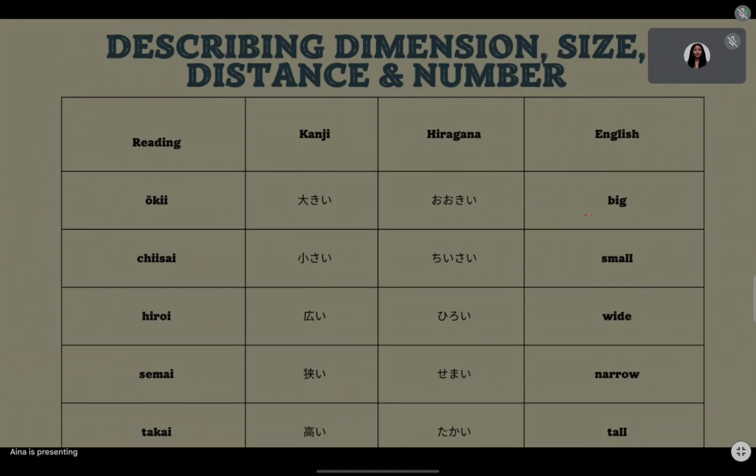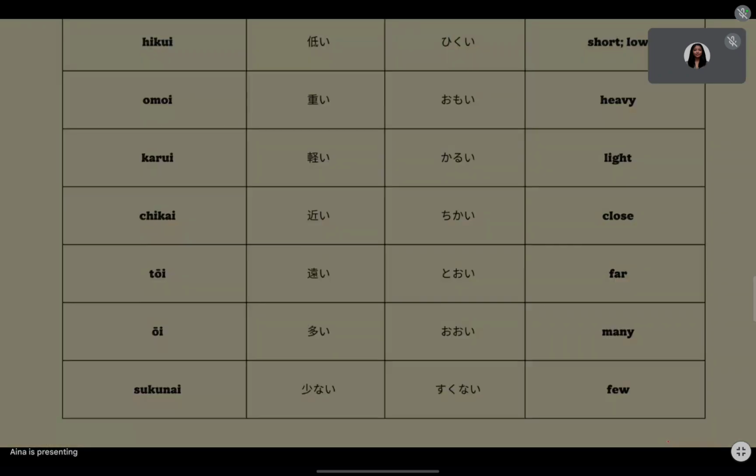So first one is oki. Oki is big. Chisai is small. Hiroi is wide. Semai is narrow. Takai is tall. Pero pwede rin guys, ang takai is expensive. Expensive. No, it depends again sa context kung paano nyo gagamitin yung word na takai para maging expensive siya or magiging tall siya. Okay, next is hikui is short or low.